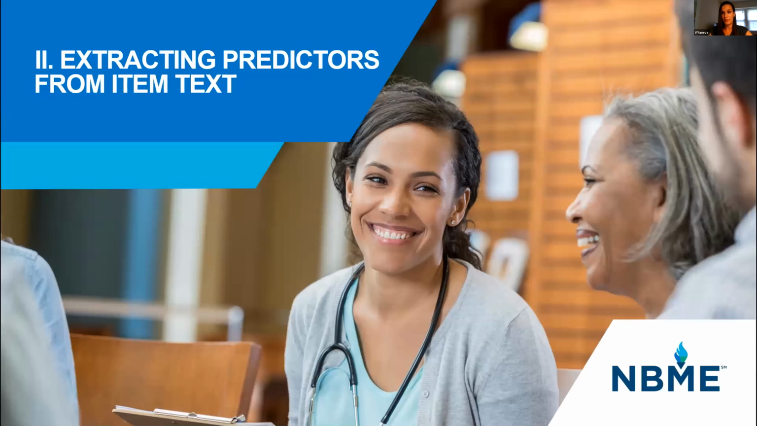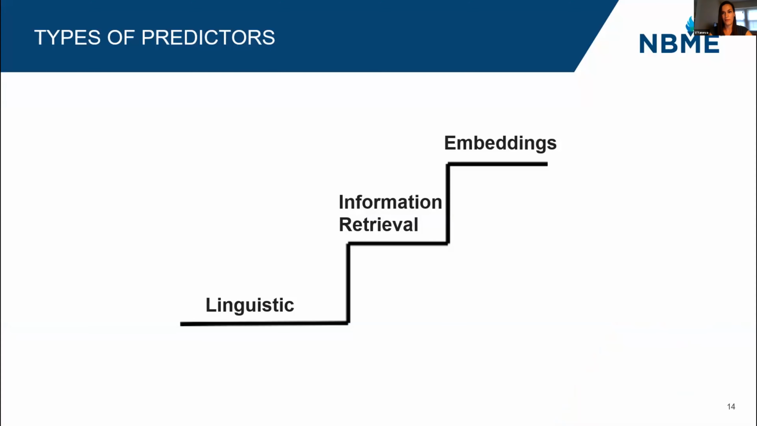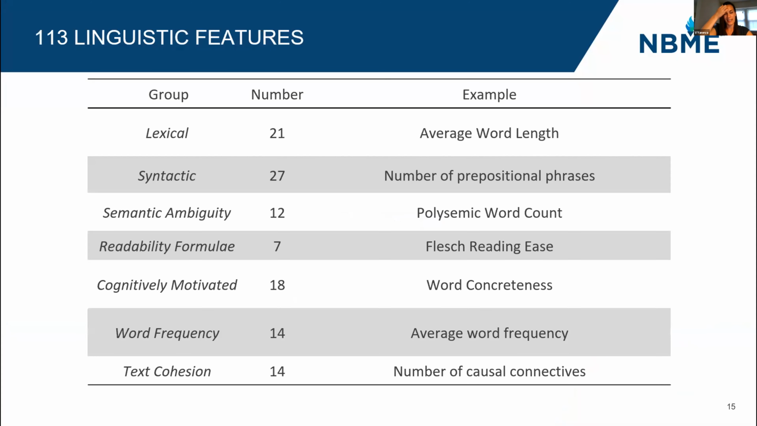Now that we have described our purpose and data, we proceed to describing the extraction of predictors from item text. These generally fall into three distinct categories: linguistic features, information retrieval features, and embeddings. I'm now going to introduce each of these categories briefly. For more details, please feel free to reach out or take a look at the paper. Okay, the first category is the linguistic category, and these features really refer to the linguistic complexity of the items.